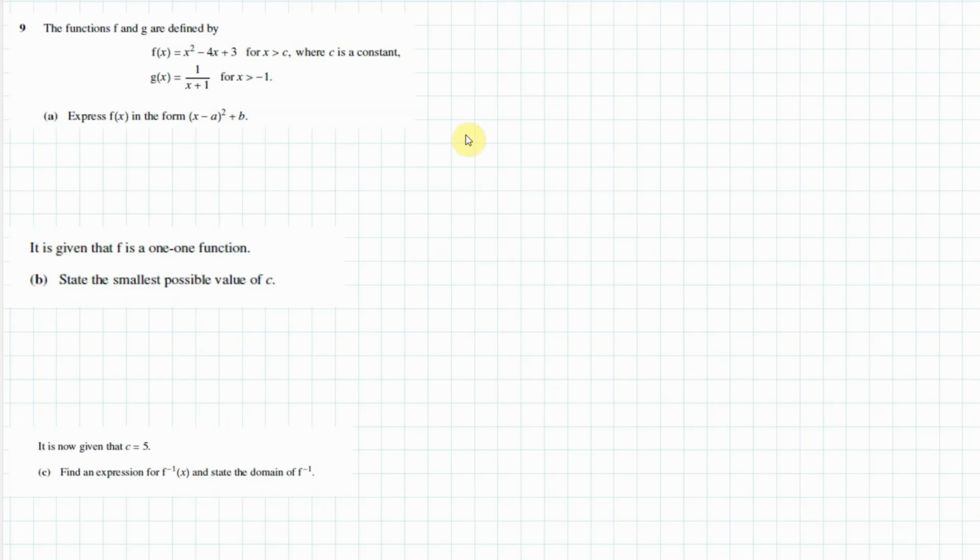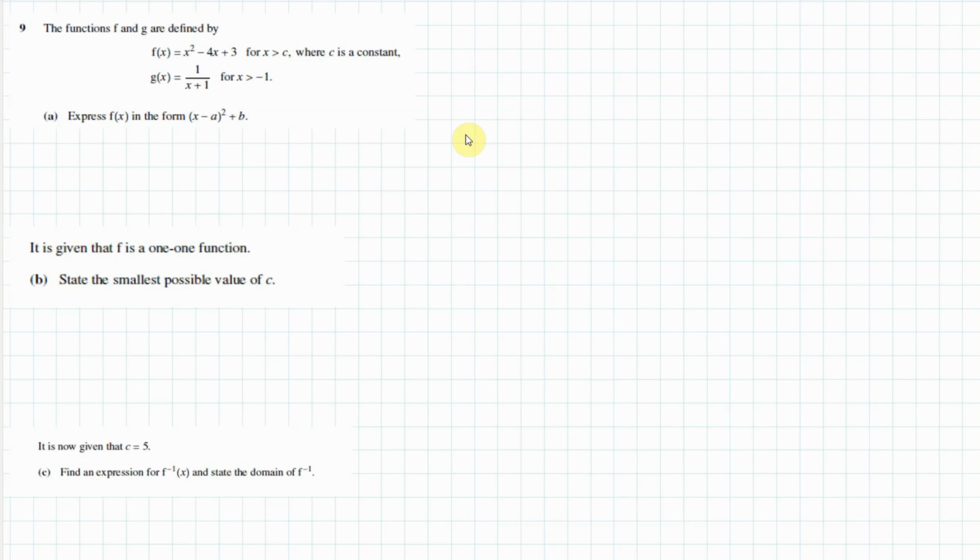Today we're doing a functions question for Pure Maths 1, and the first step is to read the question. We've got two functions, f(x) equals x squared minus 4x plus 3 for x is greater than c, where c is a constant, and g(x) is equal to 1 over x plus 1 for x is greater than minus 1. The first thing I have to do is express f(x) in the form (x minus a) all squared plus b.